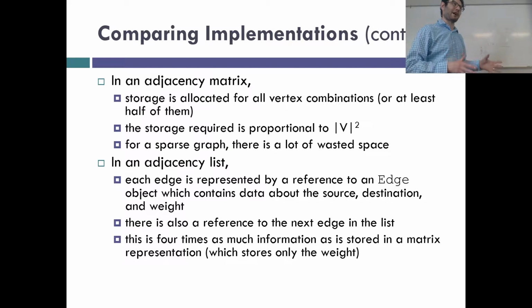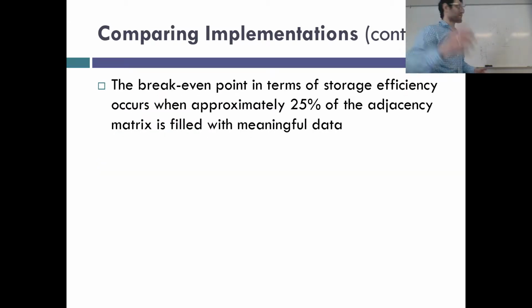So is there a kind of cutoff point where we should use one? Yes. So here's the important slide. The break-even point is when 25% of an adjacency matrix is filled with non-zero or non-positive-infinity data. In other words, if 25% of the possible edges exist, use an adjacency matrix. Otherwise, use an adjacency list. So 25% is the cutoff point. That's the most important slide. We went through a lot of theory, but this is the practical implementation, and this is what you'd want to remember.